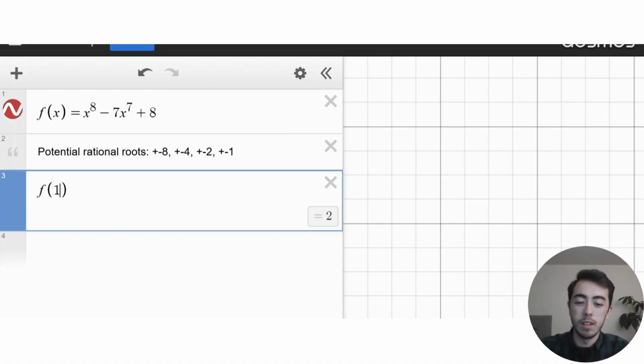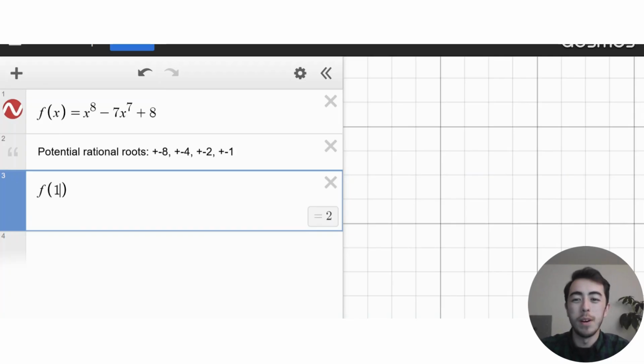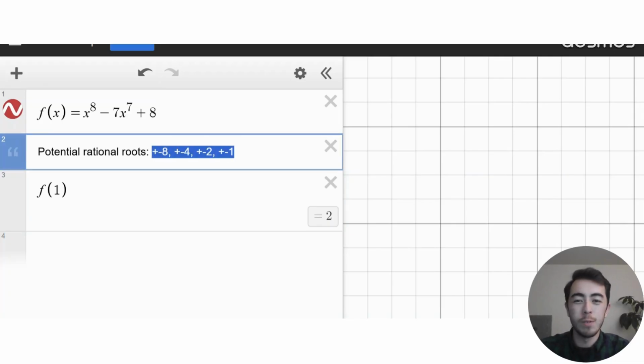Okay, let's try some negatives. -1 also doesn't really work. -2? No. -4? -8? Okay. Well, none of these gave me a 0 here. I mean, this one was kind of close, but none of these are actually roots.